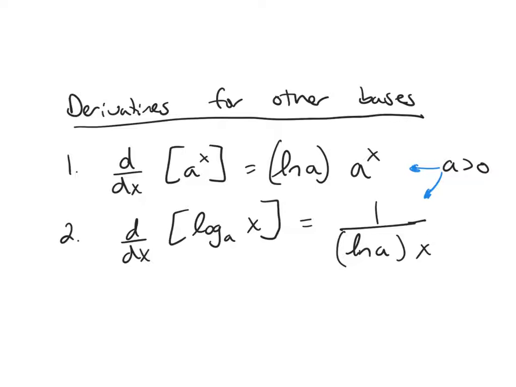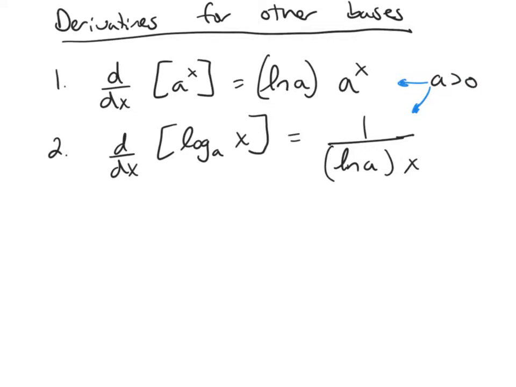So if a is e, these turn into the same formulas you saw before. The derivative of e to the x is e to the x. The derivative of ln of x is 1 over x. So now we can compute some more derivatives. So let's look at the following examples.